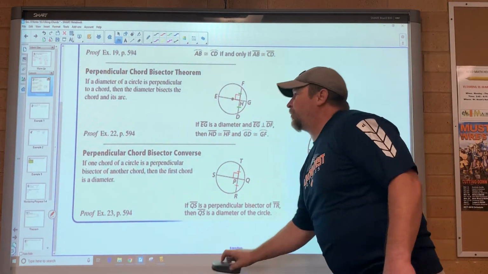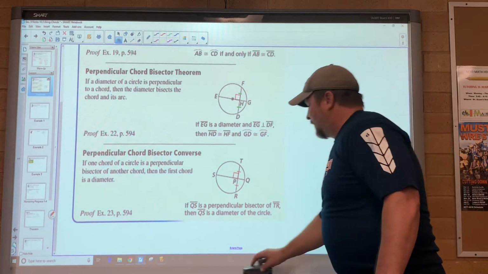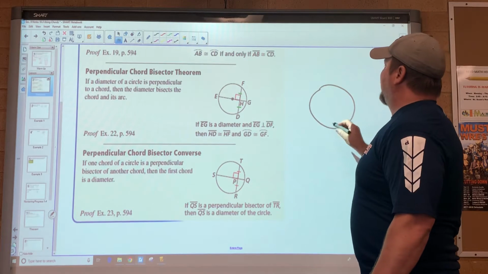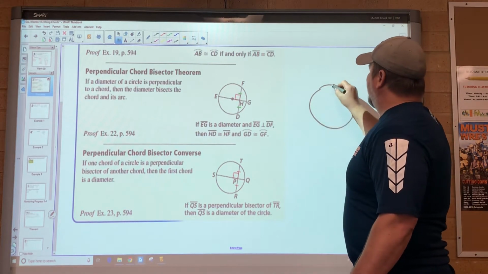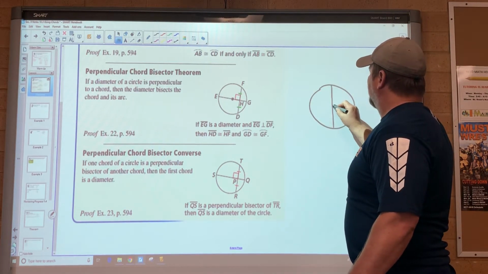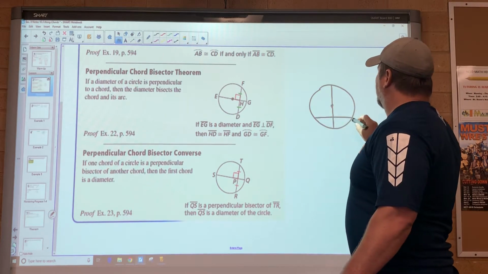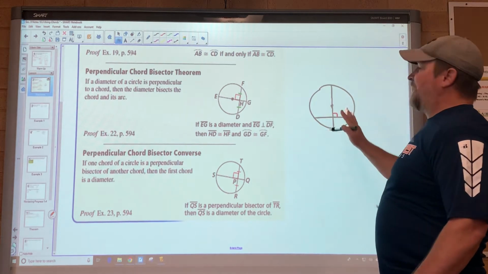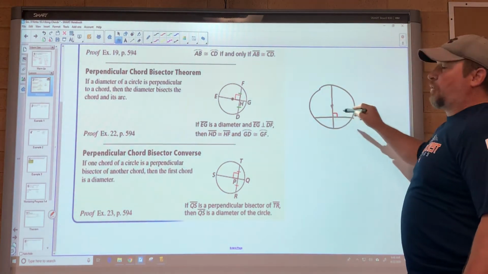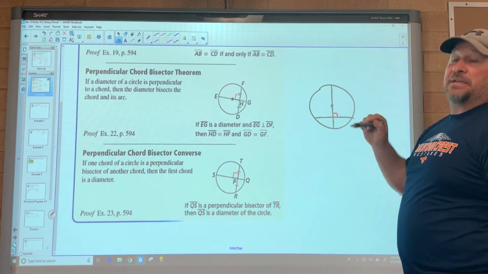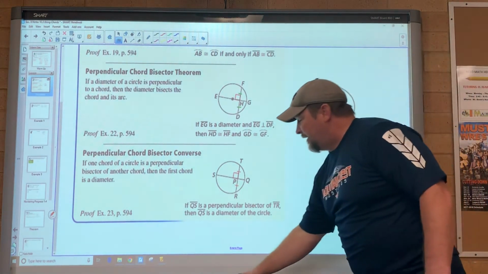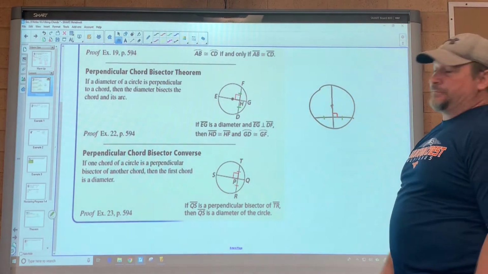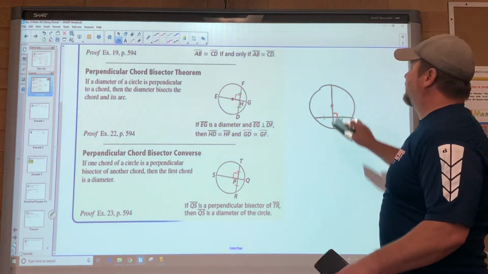Okay, I'm going to go through it one more time real quick. What they did up here on this one is they showed you this. They said if I have a 90 with a diameter and a chord, then this takes place. The chord is cut in half. Okay? I hope that makes sense.